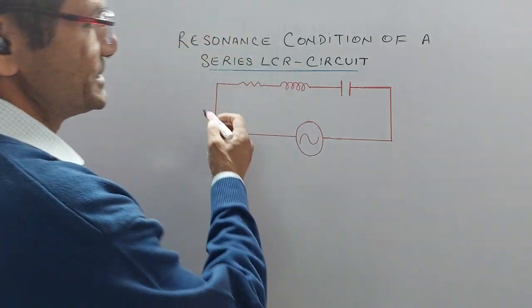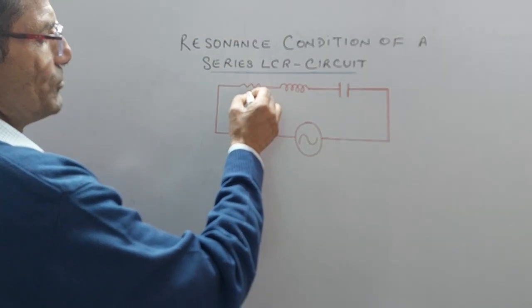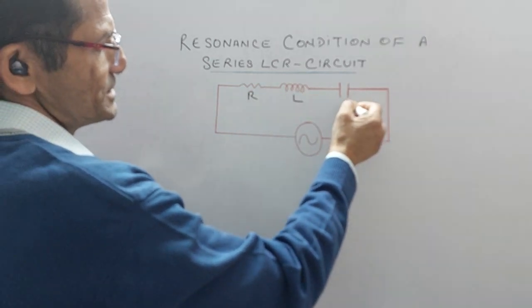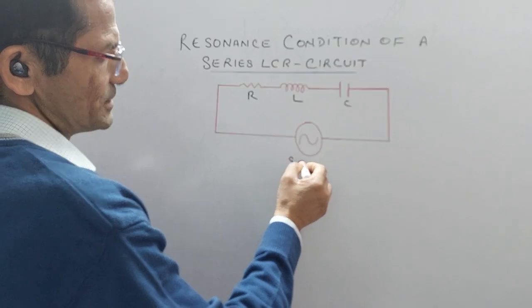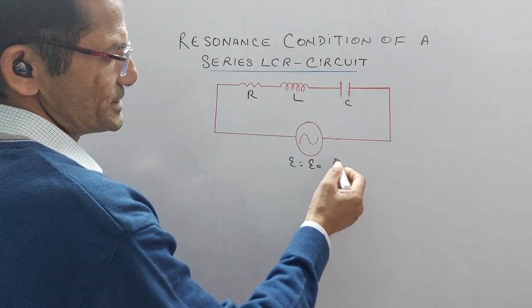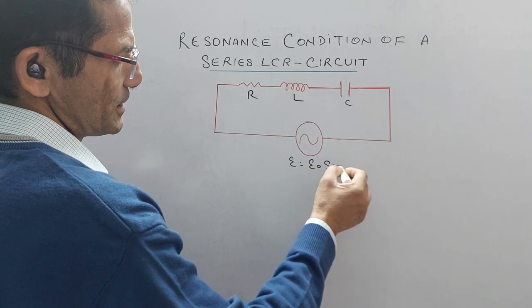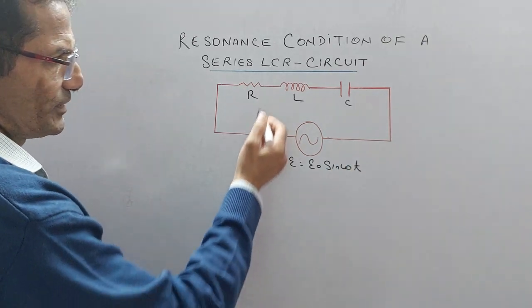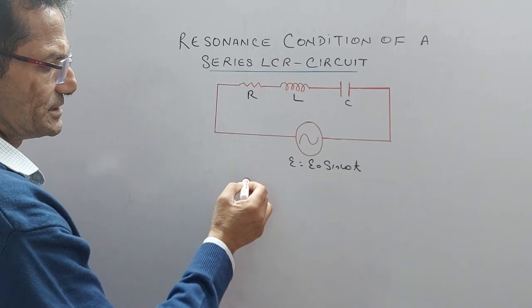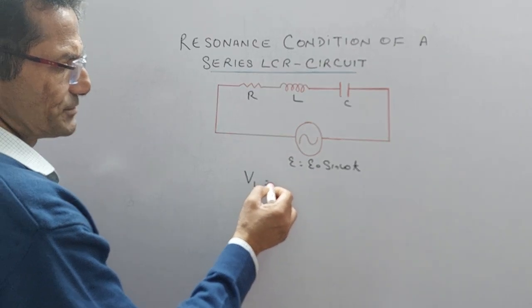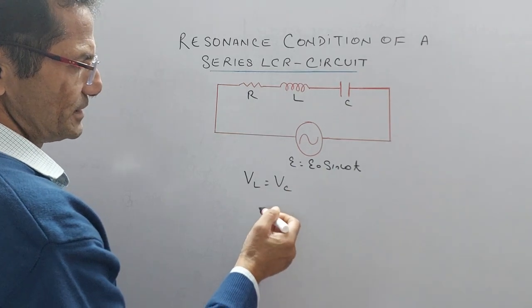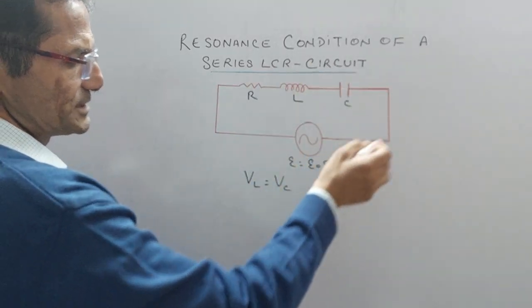So this is our LCR circuit, with ohmic resistance R, inductance L, and capacitance C. This is our applied voltage, the AC voltage E naught sin omega t. We know that when the voltage across the inductor, VL, is equal to the voltage across the capacitor, VC, then the maximum current would flow in this circuit.